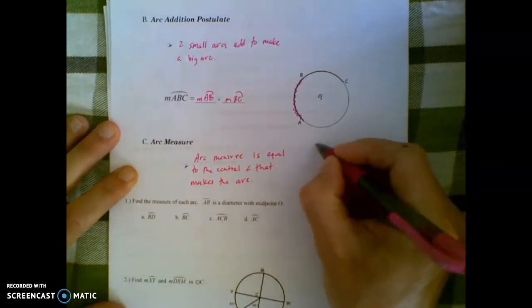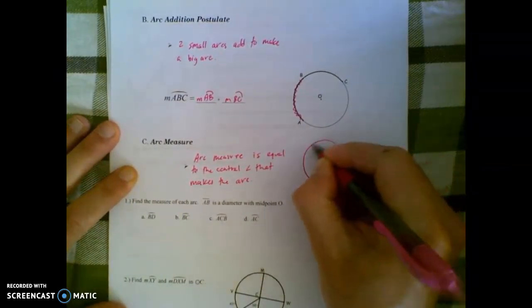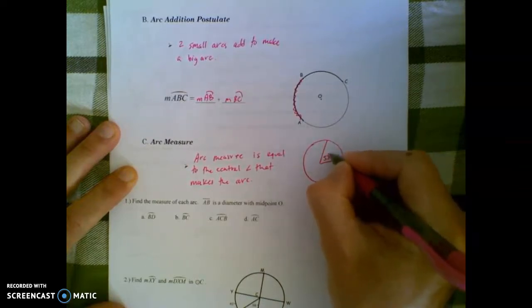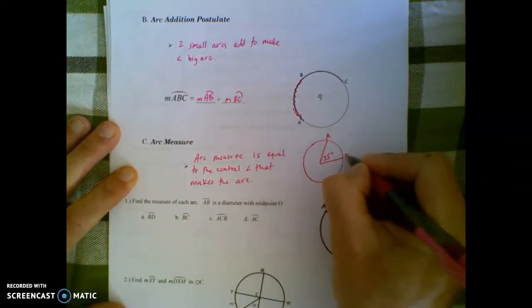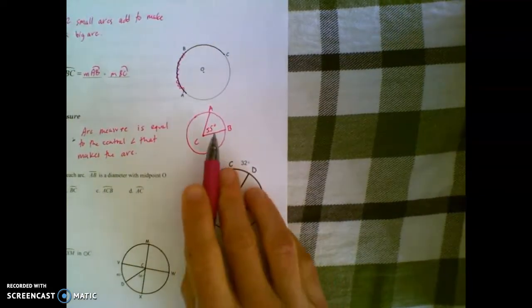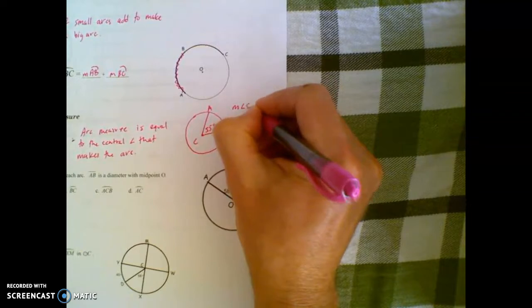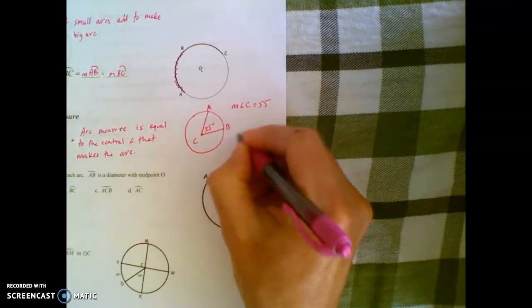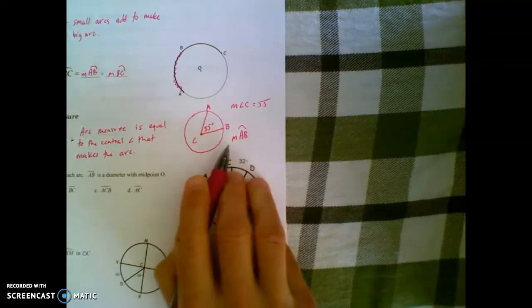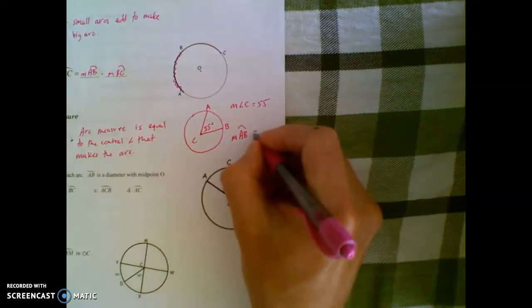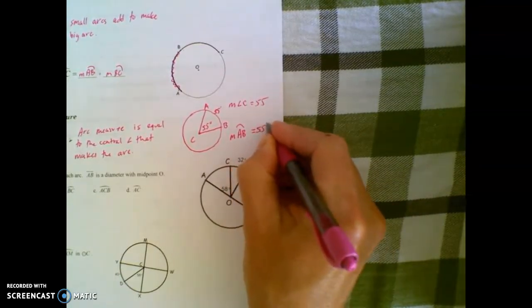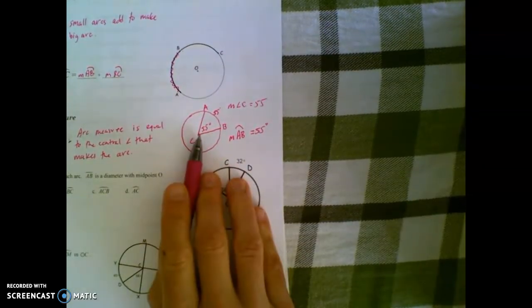So for example, if I have a circle like this, and then I have a central angle on this, and I say that's 55 degrees. We can call this C. So here I would say that the measure of angle C is equal to 55 degrees. So is the measure of arc AB. Notice the little m that's indicating a measure. That measure of AB is also going to be 55 degrees. So that's what arc measure is, same as the central angle.